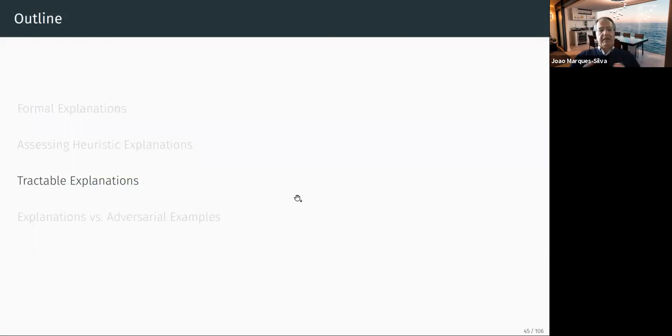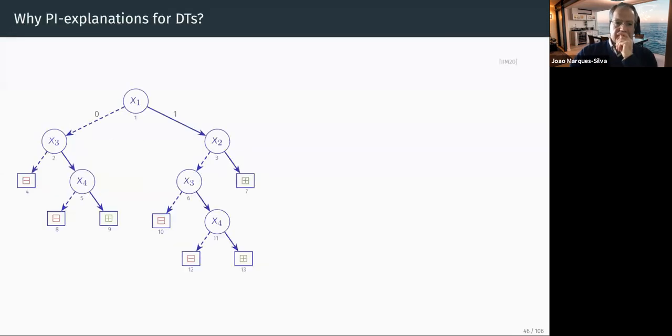So again, after talking about formal explanations and assessing heuristic explanations, and being very clear that in some cases it's very hard to compute explanations because we are solving an NP-hard problem on a machine learning model that could be very large, I'm going to talk about 2 examples of tractable explanations. I would like to start with a teaser, which is, I started by saying several times that we want interpretable models.